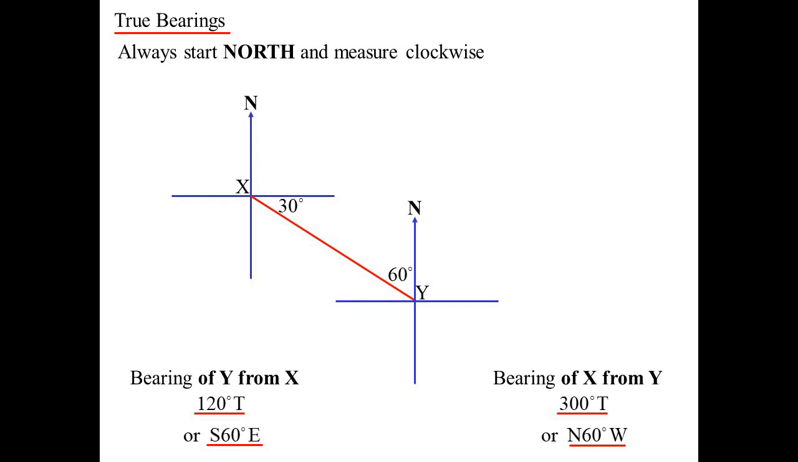The other thing to mention about bearings, I guess, is 3 digits. They're always 3 digits. So if you had 20 degrees, you'd actually go 020 for a bearing.